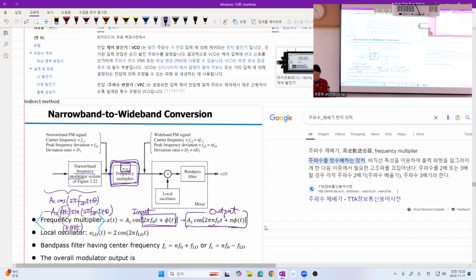And then what do you do? This n times F0 may still not be high enough for your carrier frequency. In that case, you know what to do. You just use a local oscillator and mixer and a following bandpass filter for high side tuning, or if you want, low side tuning. So here goes the bandpass filter, highly likely for high side tuning or upper side tuning. Because here in the frequency domain, what you have is what?